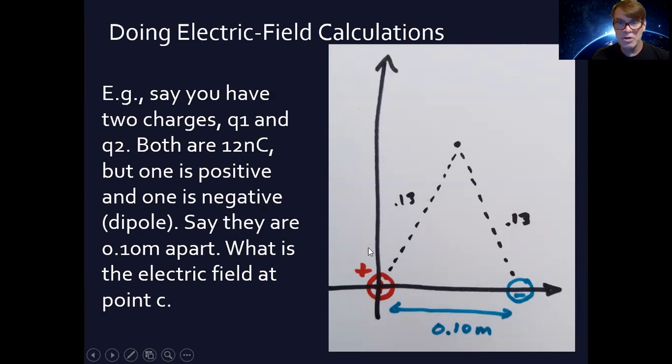Let's say you have 2 charges. Let's call this Q1 and this Q2. And let's say that they're both 12 nanocoulombs.